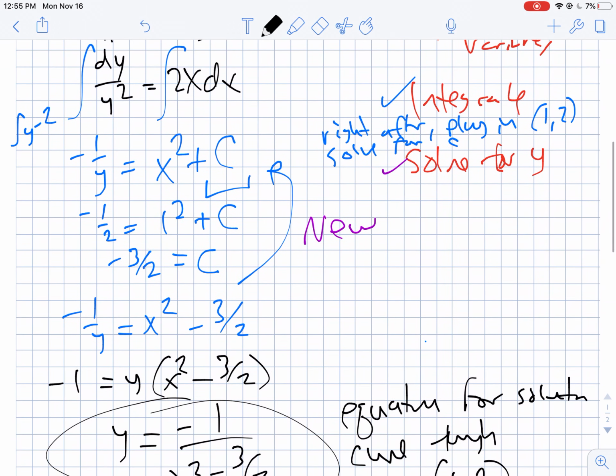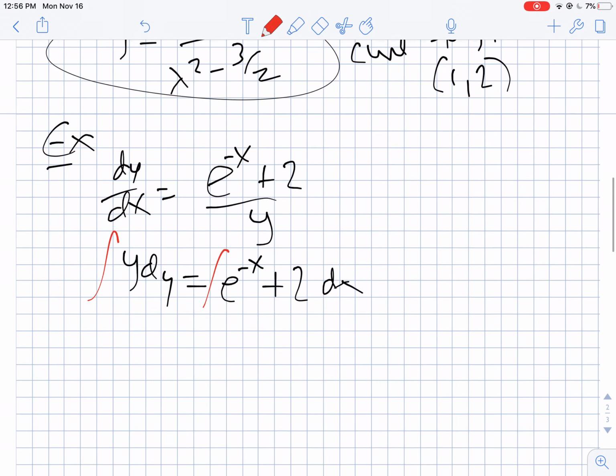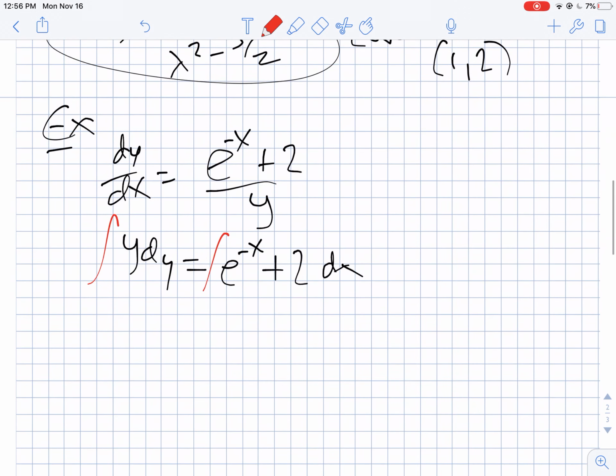So now suppose we have dy dx equals e to the negative x plus 2, divided by y. So we'll multiply. Okay, so y dy equals e to the negative x plus 2 dx. All right, so we separate. Now we integrate both sides here. All right, so we're going to get y squared over 2 equals.